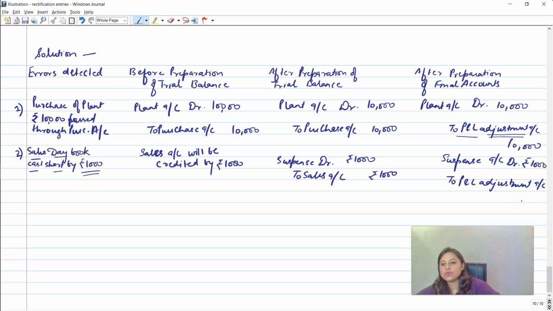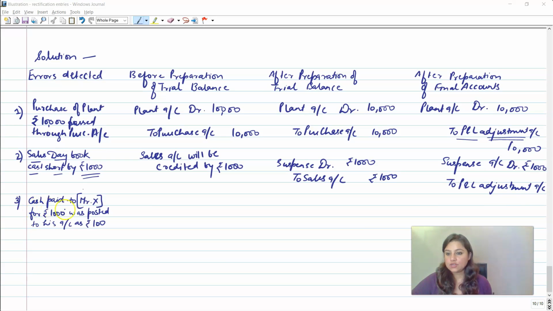All right, now looking at the next error. So the third error says that cash is paid to Mr. X for rupees 1000, which is posted to his account as rupees 100. Now when we talk about Mr. X, that is a personal account which we are mentioning here.